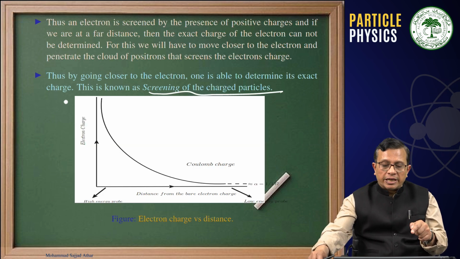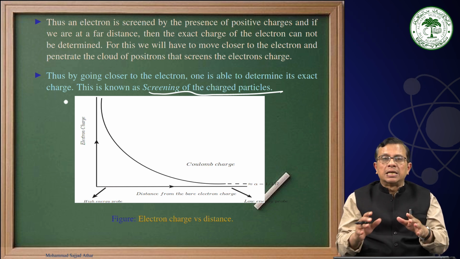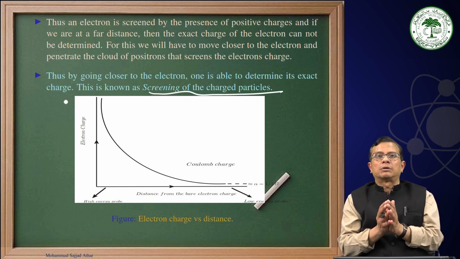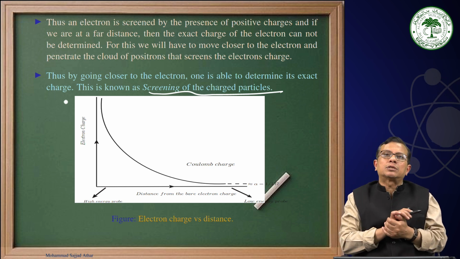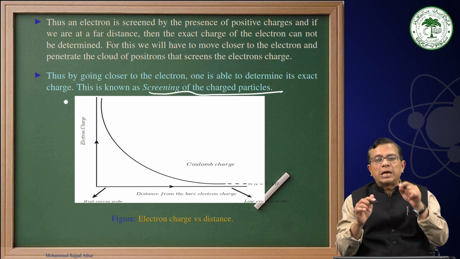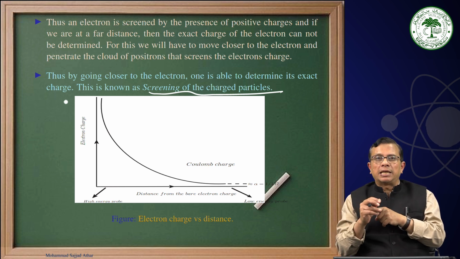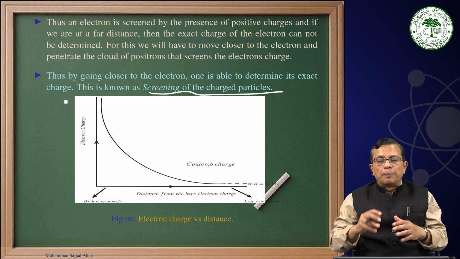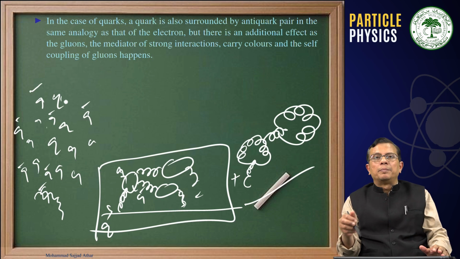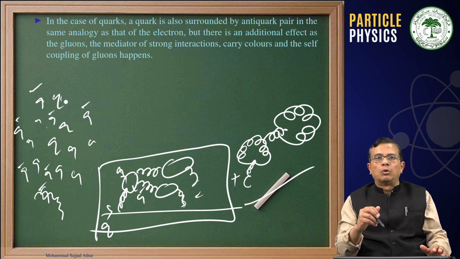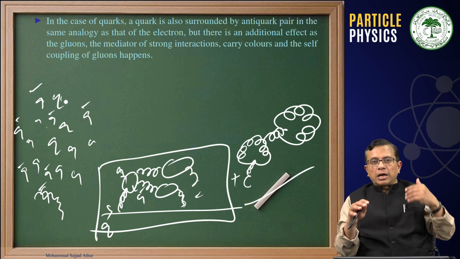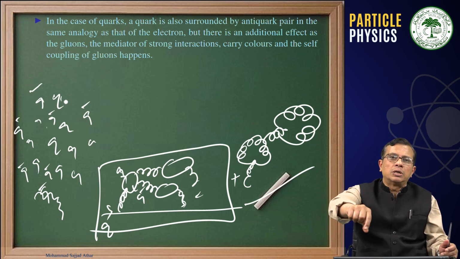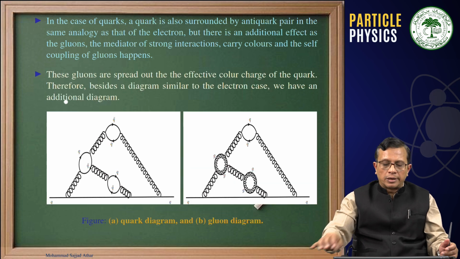Therefore, if you notice, here we are talking about the fact that if you are at a larger distance, then we are observing a reduced charge of the electron, and when we are penetrating this wall of positrons, we are finding the actual charge of the electron, which is much higher in magnitude than what we were observing here. But in this case, what is happening? Because of the self-coupling of the gluons, at a further distance we are observing a more enhanced charge than when we are penetrating the cloud and coming closer to the quark itself.